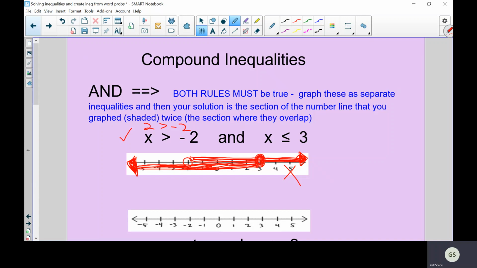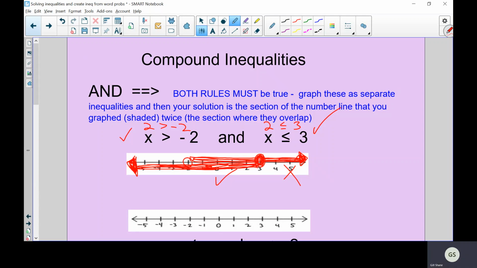Is 2 less than 3? Is that a true statement? Less than or equal to 3 technically. Yeah, that works, right? We said yes to both of those. That makes both of those true. So this section will be in our final graph. It worked for both of them.